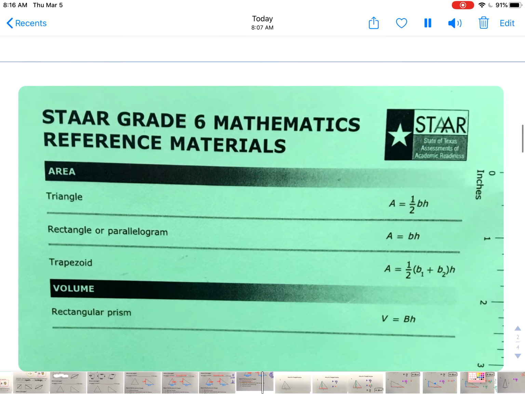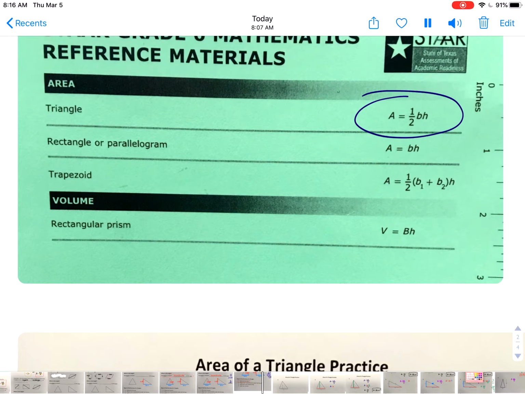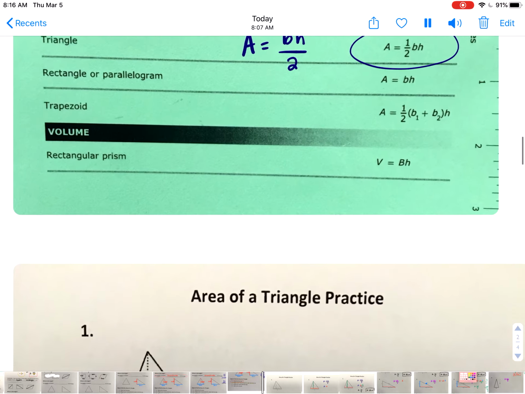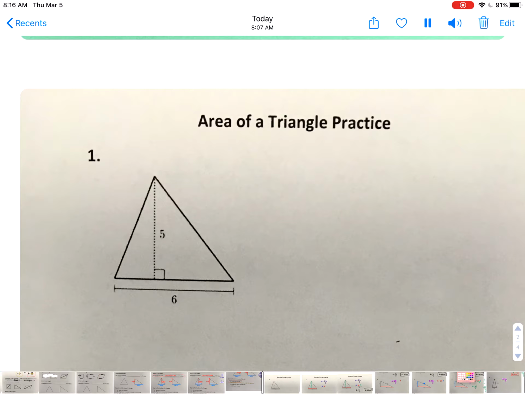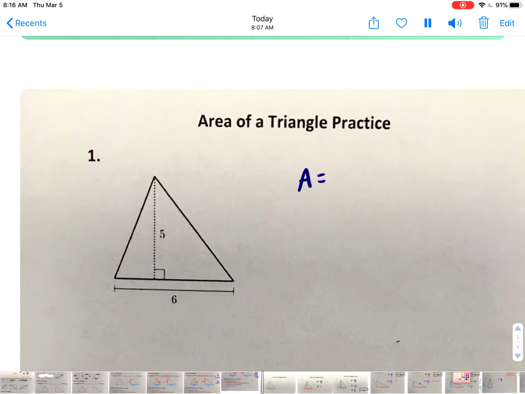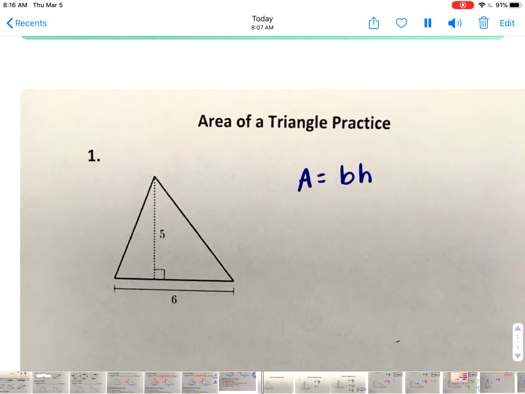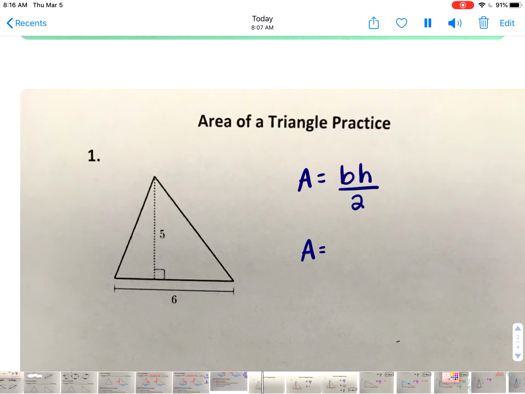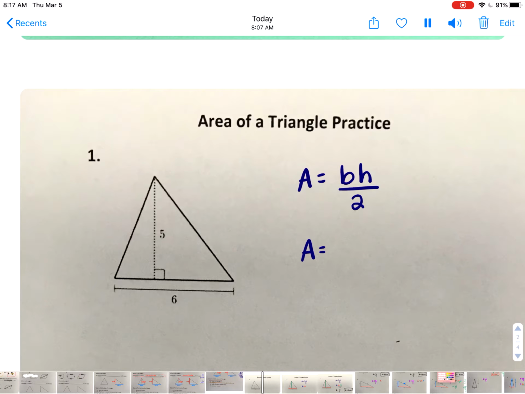All right, so looking at our formula chart, and once again, you can do area equals base times height divided by 2 today. So let's look at our first problem. I'm going to start with the formula base times height divided by 2. I don't know the area yet, so I'm just going to keep that A just like that because I'm trying to find the area. Now, what number is going to be my base?